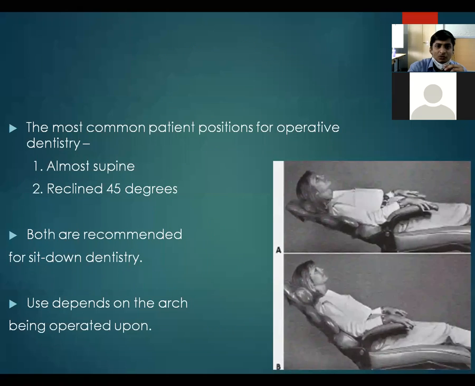The next is the most common patient position for operative dentistry. These are the two most commonly used positions for operative or endodontic procedures. This one is almost supine, and this one is reclined at a 45-degree angulation. These two positions are commonly used while performing restorative dentistry. Both are recommended for sit-down dentistry. In both these positions, the operator is in the sitting position. Use depends on the arch being operated upon, so use of either of these positions depends upon which arch you are performing the procedure on.